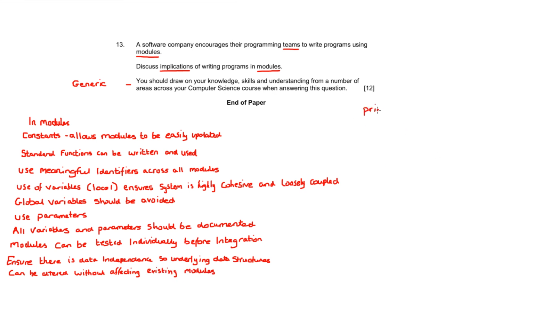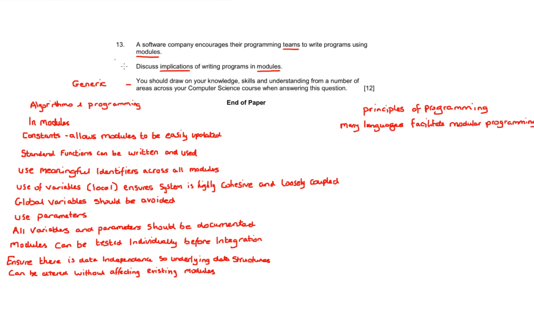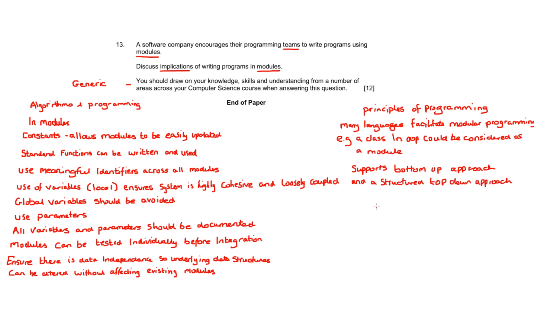Moving on to a different chapter of our specification, what about the principles of programming chapter? Different paradigms or different languages facilitate modular programming, such as the object-oriented language. It could be considered as a module each class, and it supports a bottom-up approach and a structured top-down approach. The benefit to writing in modules is that you can agree on standards of integration, different platforms, and different types of maintenance. The next chapter that we'll look at in computer science is the system analysis chapter.